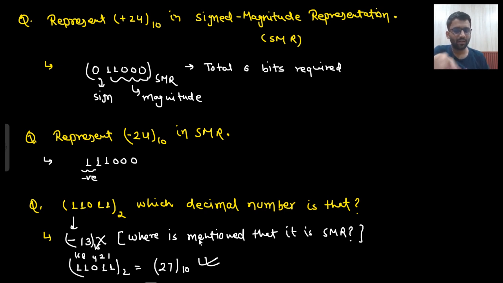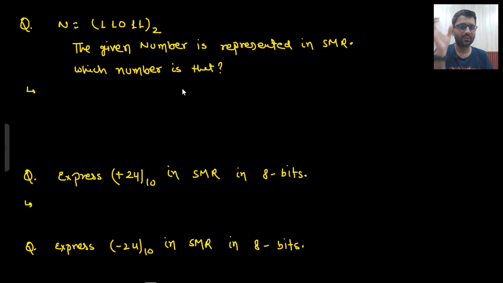So you have to tell whether it is SMR or not. The question is: the given number is represented in signed magnitude representation, which number is that? So 1, 1, 0, 1, 1. This first bit will be the sign bit, that means minus sign, and the remaining bits will be the magnitude. So 1, 2, 4, 8. So 4 plus 1, 2, 4, 8. This will be minus 11.